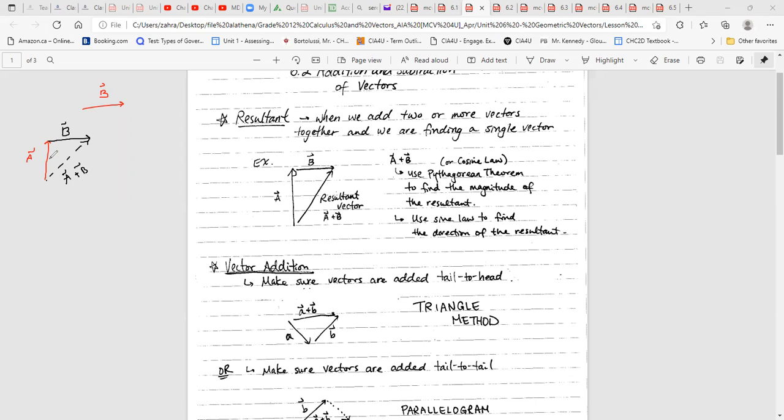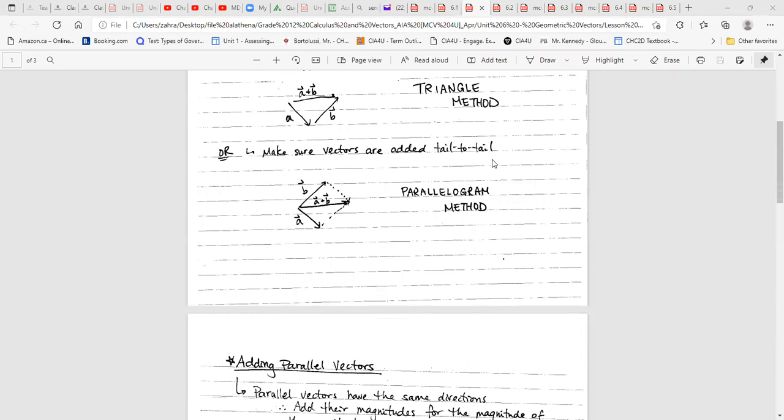So I can use the Pythagorean theorem, if you have the magnitudes of A and B, to find the resultant A plus B. So here is another example. This is A, B. You put them successively after each other, and then from the beginning of the first one to the end of the second one. Make sure the vectors are tail to tail.